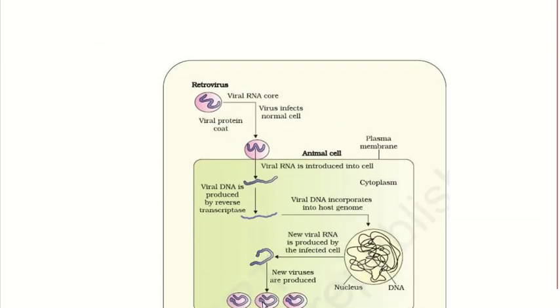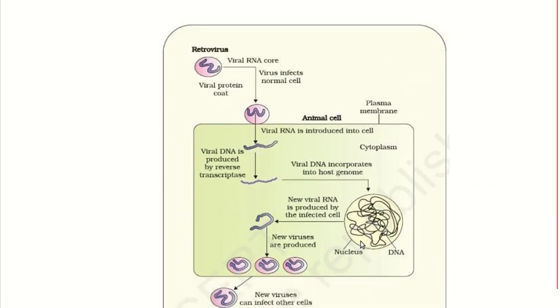The retrovirus: the replication of retrovirus within the host cell has been asked. In this diagram you have to draw the retrovirus, with RNA as the genetic material. They are going to infect the host cell, and the viral RNA is introduced into the cell. This viral RNA undergoes reverse transcription to form cDNA. This DNA gets incorporated into the host cell's DNA.